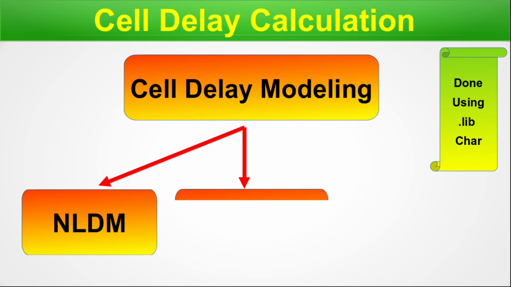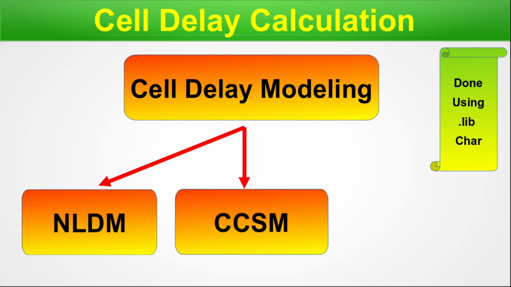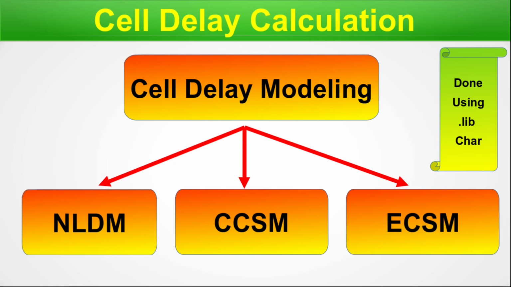Here we use lookup table and interpolation method to find out the required delay. The next one is CCSM. CCSM means composite current source model. Here we use driver and receiver model to define the delays. The next one is ECSM, which means the effective current source model. This is the first and only open standard current source model which is well accepted in the industry. So we are done with this particular slide. So let's move on. Slew, rise and fall.